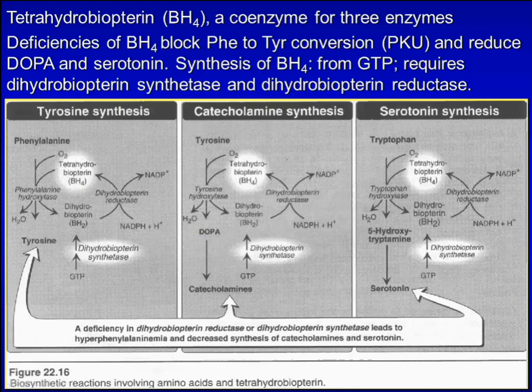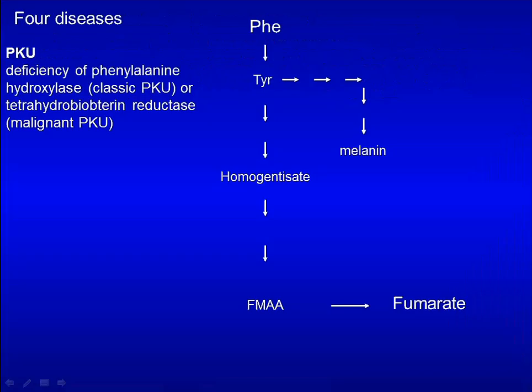BH4 is derived from GTP. Synthesis of BH4 requires 2 key enzymes. They are dihydrobiopterin synthetase and dihydrobiopterin reductase. A deficiency of either enzyme leads to BH4 deficiency. In addition to PKU, which is caused by a deficiency of phenylalanine hydroxylase, there are 3 other diseases associated with this pathway.